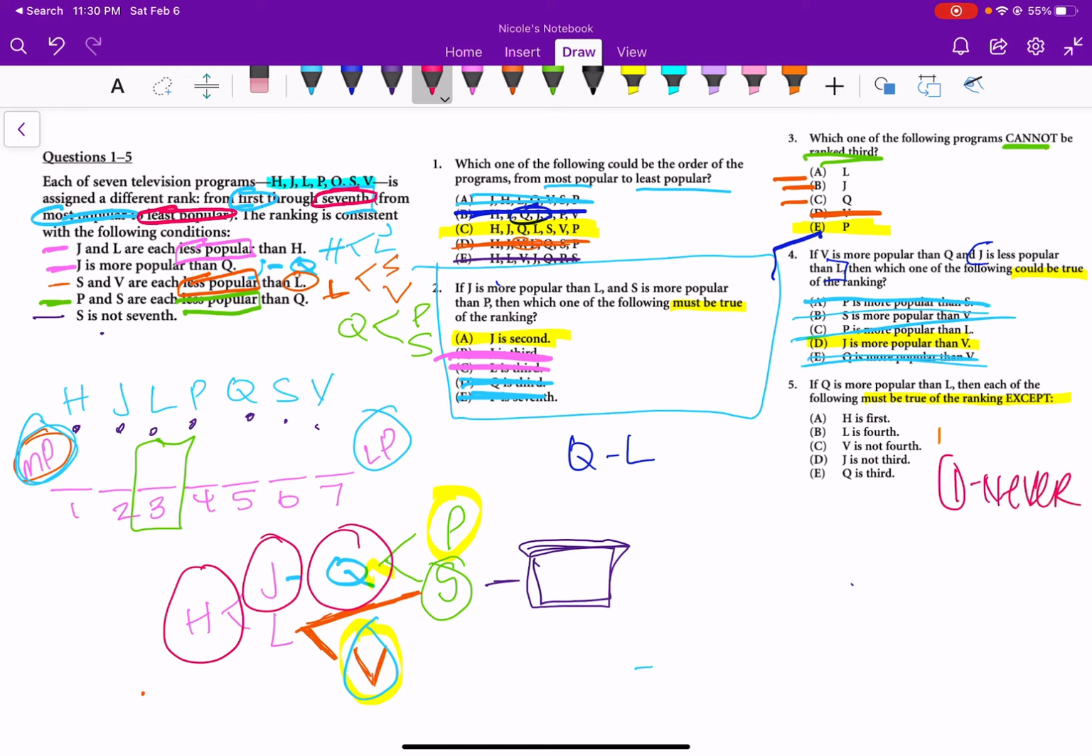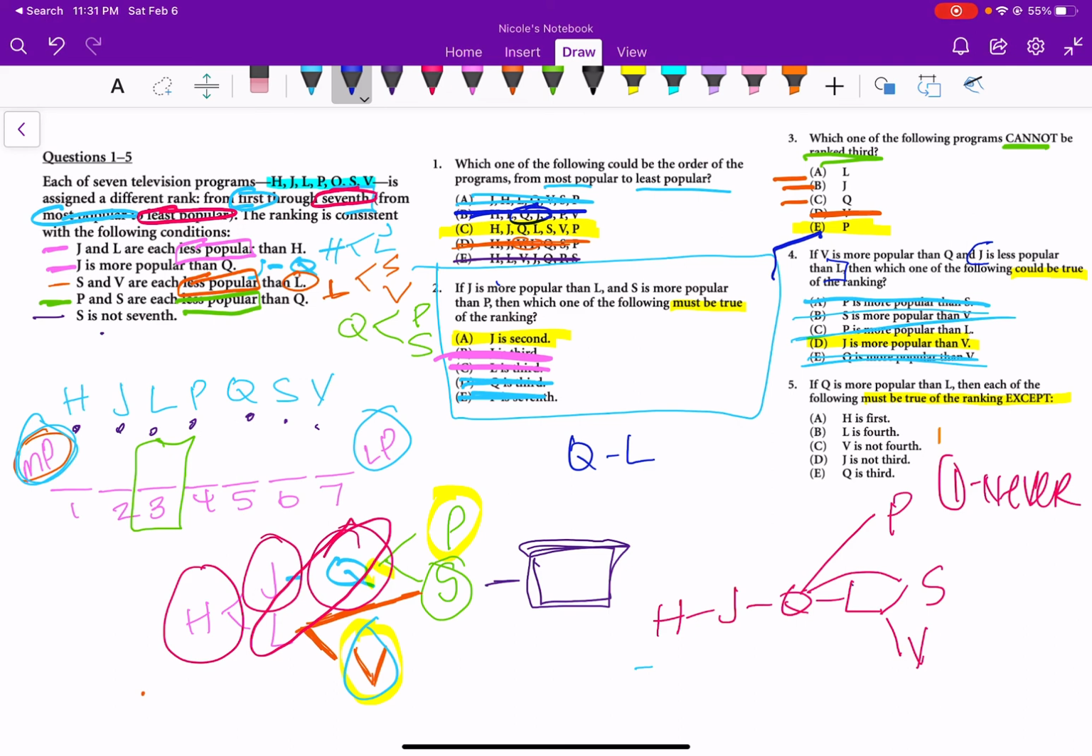So if Q is more popular than L, we're now looking at the relationship between these two. So now what we're saying is it needs to go H, J, Q, L. And remember, L is before V and before S. And Q is before S, which we already have, so it doesn't really matter, and P. And we have all 7 there, so we're good. What must be true except, so which one of these does not have to be true?